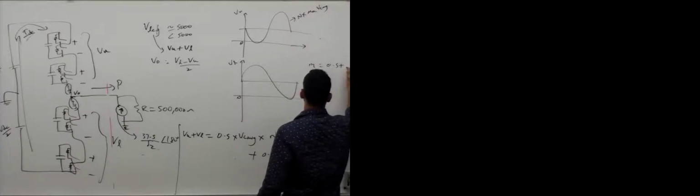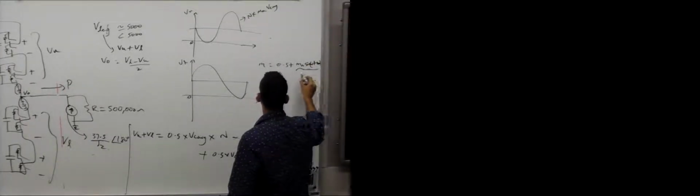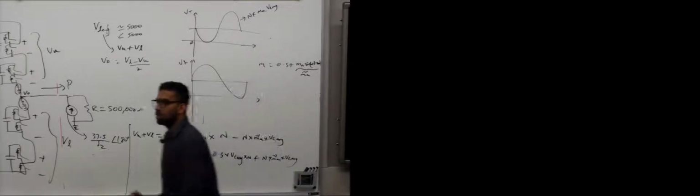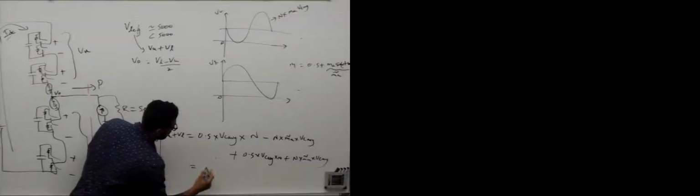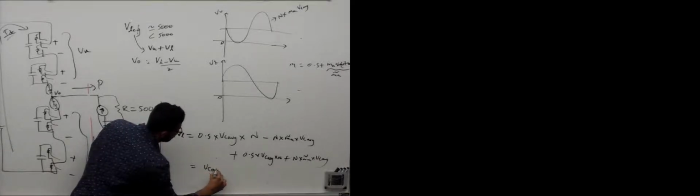So M is 0.5 plus MA sin omega t plus alpha. We saw this. So I was calling this MA. Maybe I need another notation. Let's say this. Is that clear? So then, what is VU plus VL? It is VC average times N.